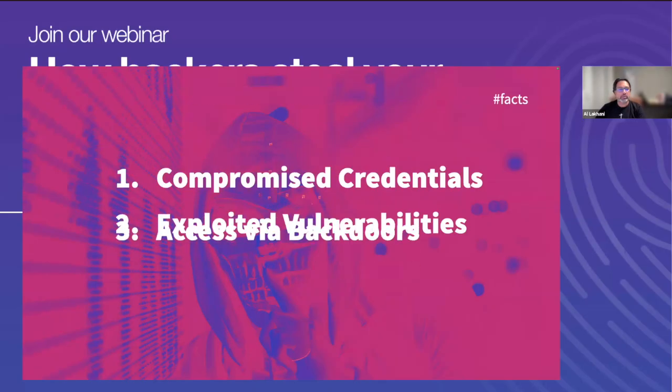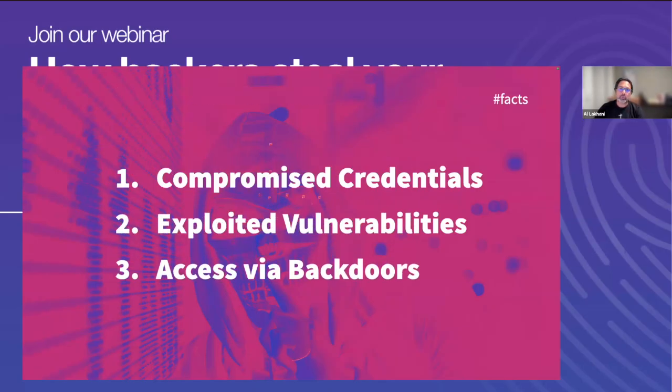And the third way hackers get in is they access backdoors. So if you have software that is not from a trusted company, we see this often with Android stores, because you can sideload apps, and if these apps are not trustworthy, then obviously they have backdoors, and that's how attackers can get access to your devices.